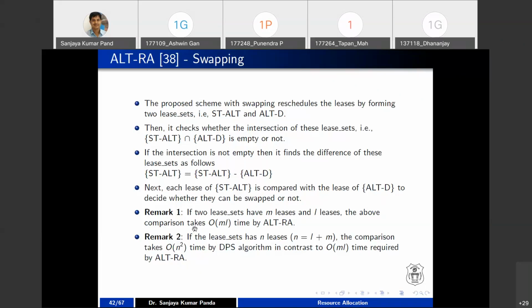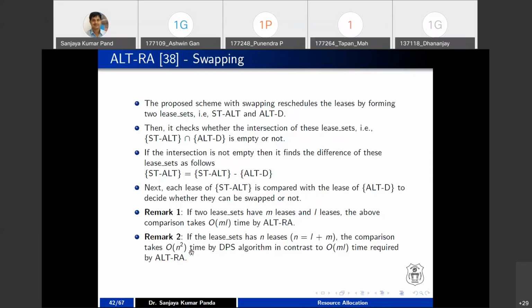So the first remark: assume that the STLT set has M leases and ALTD has L leases. How many comparisons are there? The total number of comparisons is M into L. Each lease will be compared with L leases if swapping is possible, subject to the condition that if they swap, they are not going to violate the deadline. Then swapping can be done, right?